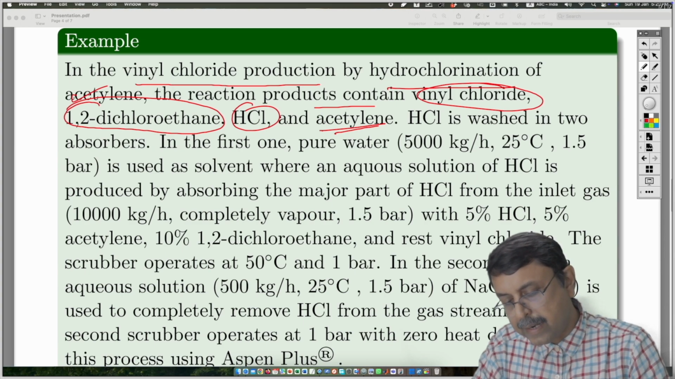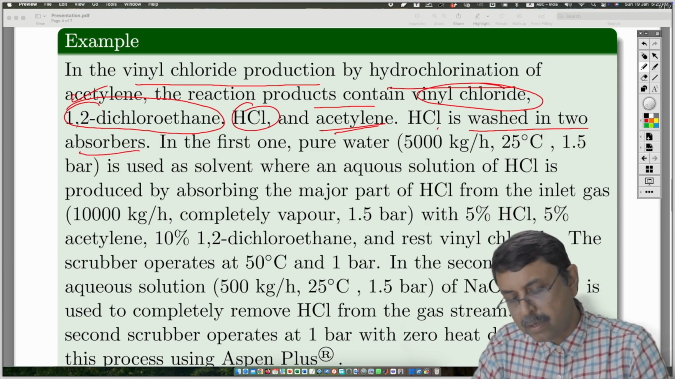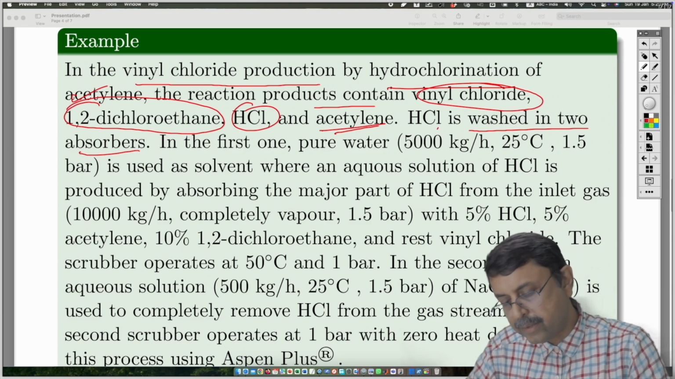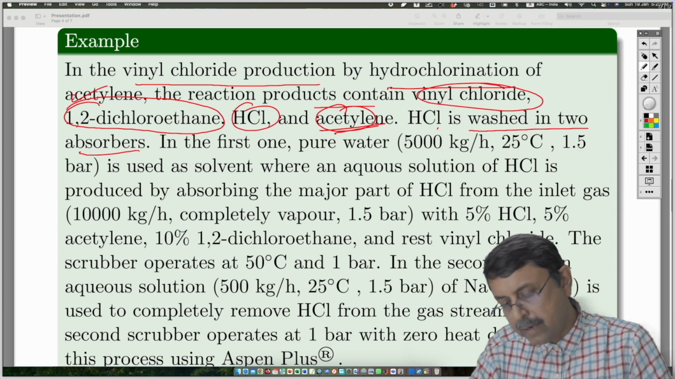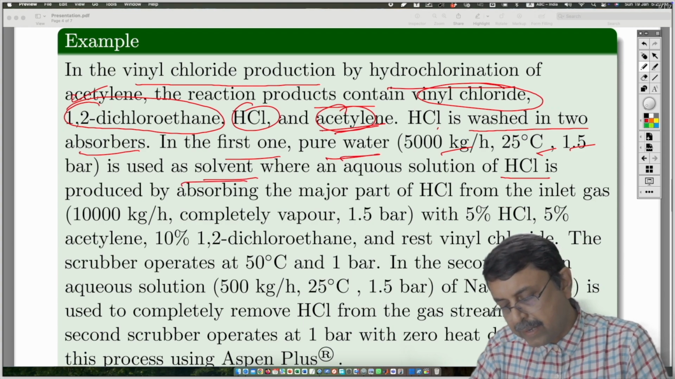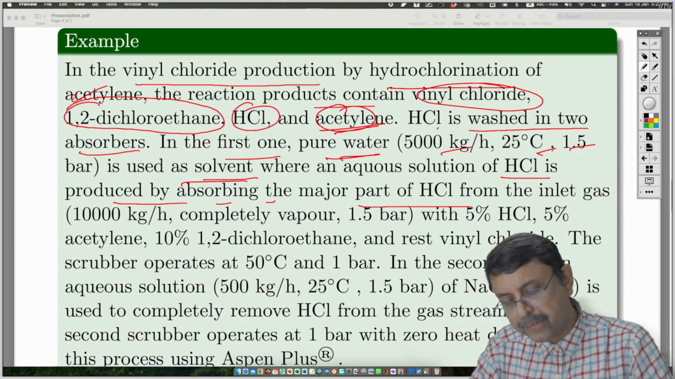And HCl is washed in two absorbers. So obviously HCl will not come alone, and in absorber there will be a gas stream, so probably HCl will be carried through some acetylene or something else. Then HCl is washed in two absorbers. So the gas stream carrying HCl will enter into the first one where pure water, whose temperature, pressure and flow rate has been given, is used as a solvent. So water is used as a solvent, where an aqueous solution of HCl is produced by absorbing the major part of HCl from the inlet gas.